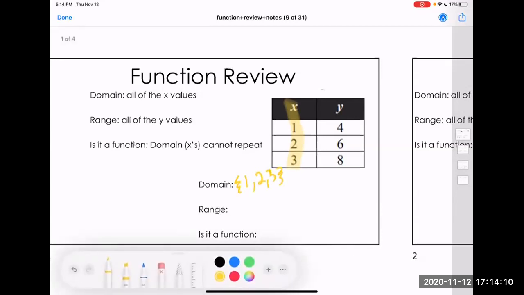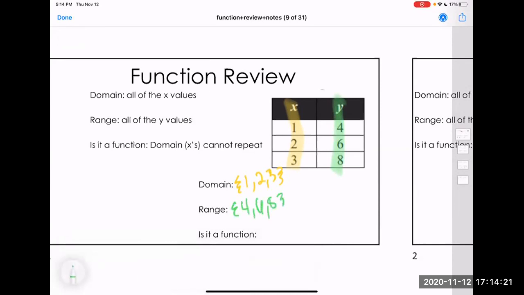So the domain is 1, 2, 3, and the range is all of the y values. So 4, 6, 8, and we still use those fancy parentheses. Functions don't have any x's that repeat. So since 1 is different than 2, which is different than 3, this is a function. The x's don't repeat.